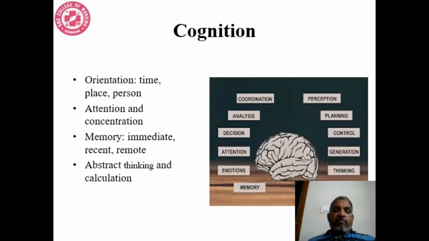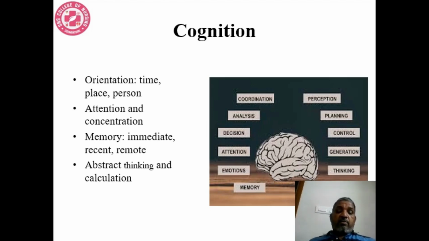Next, we have to identify their cognitive level by assessing orientation, whether they are oriented to time. You can ask them questions like what time is it now, what is the day today, and what is the year, to evaluate their time orientation. If they're able to tell that, which is good. Otherwise, we have to make sure it is noted in the scoring sheet.